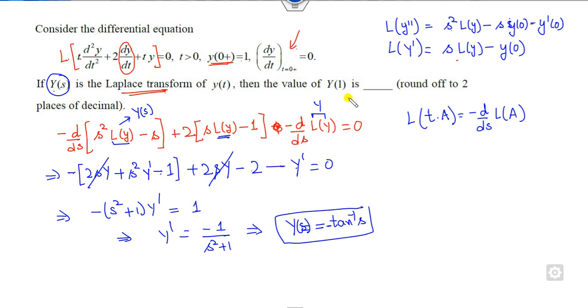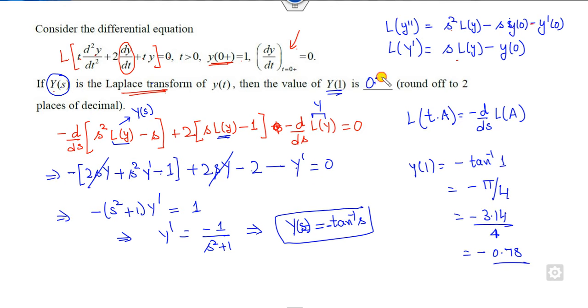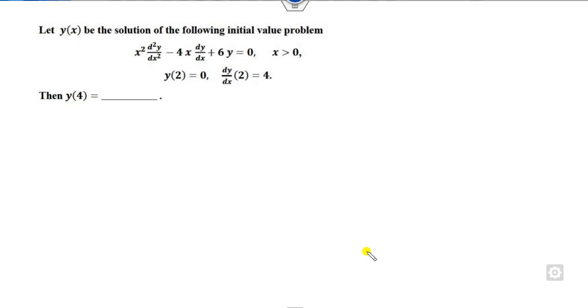Now your target is to find the value of y of 1. So what is y of 1? Minus tan inverse of 1, which is minus pi by 4. So minus 3.14 over 4, so minus 0.78 is the right answer of this problem.